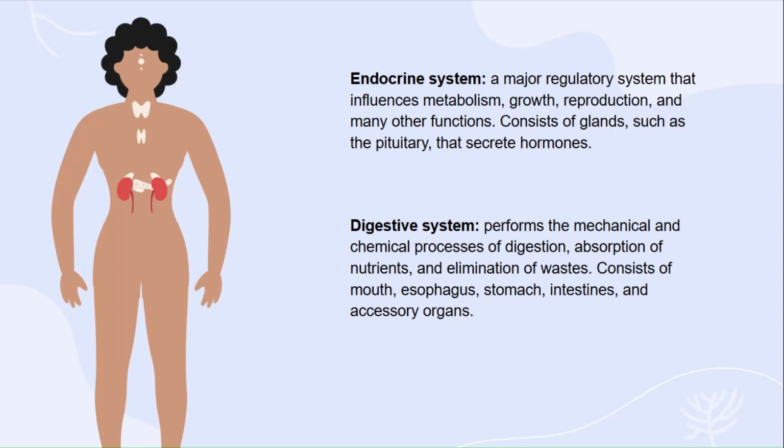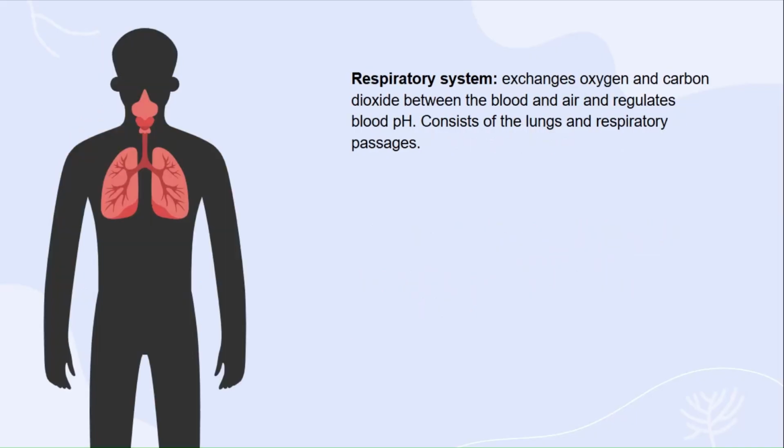And next is the digestive system. The digestive system performs the mechanical and chemical processes of digestion, absorption of nutrients, and the elimination of waste. It consists of the mouth, esophagus, stomach, intestines, and accessory organs.